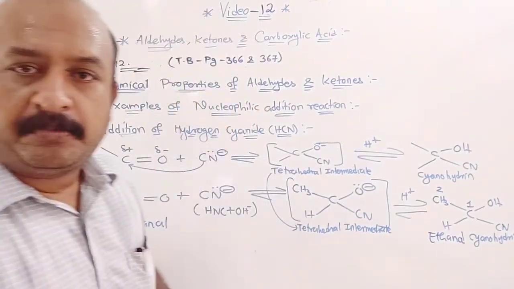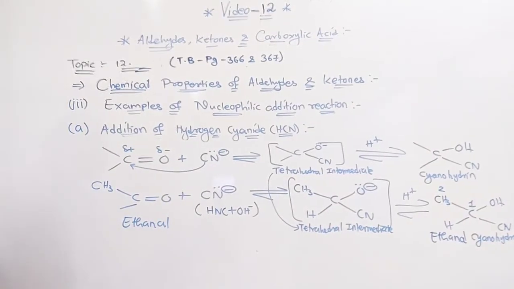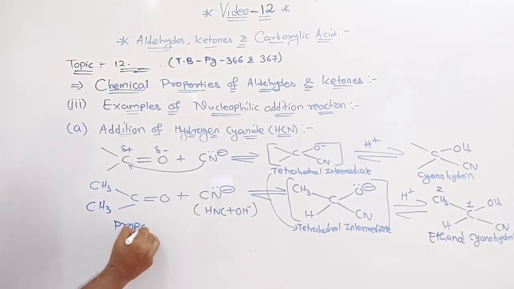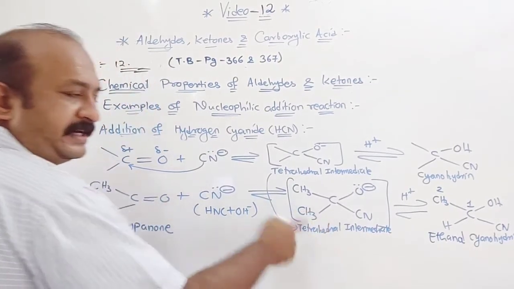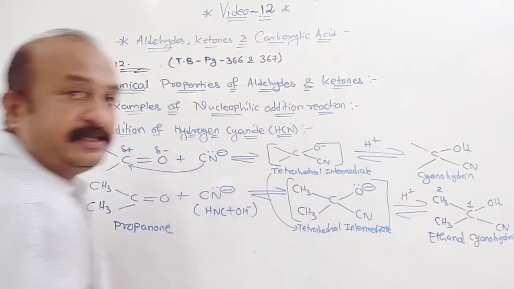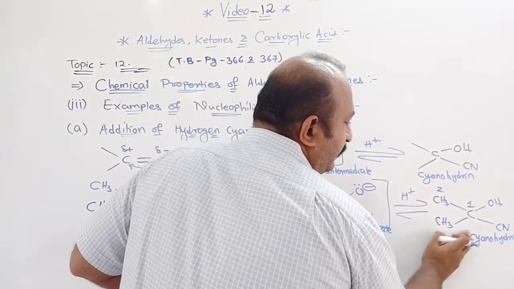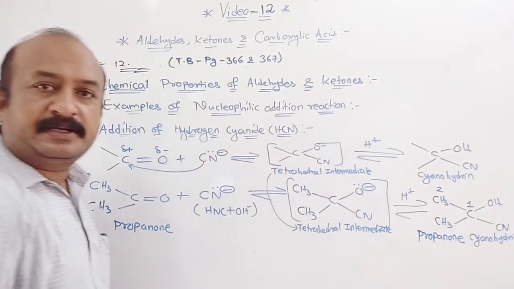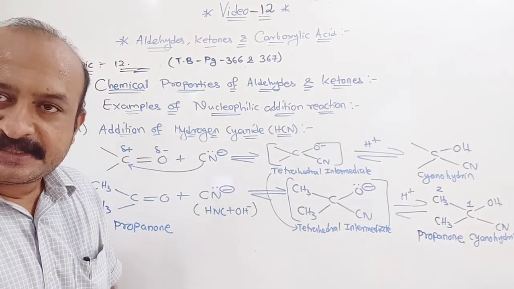So this was an example of an aldehyde. Now we will see the example of a ketone. In this ketone you only have to remove this, and I will write here CH3. So this one will become propanone. Here H I will remove and write CH3, giving the tetrahedral intermediate, and here H I will remove and write CH3. But we got this from propanone, so instead of ethanal there will be propanone cyanohydrin. Understood this part? Propanone cyanohydrin. So this was all about the addition of HCN.